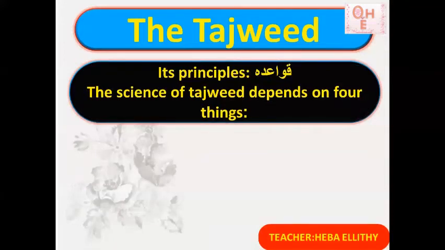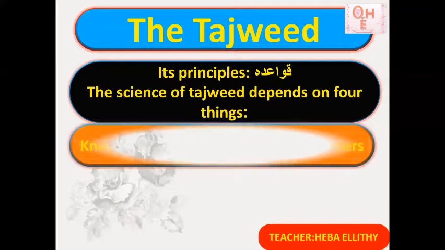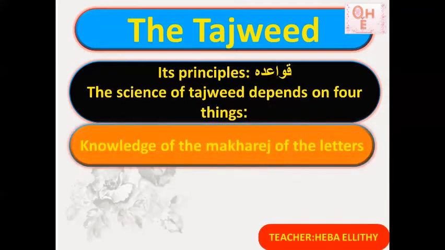Its principles, قواعده. The science of the tajweed depends on 4 things. Number 1, knowledge of the makhraj of the letters. You should know the articulation points of the letters very clearly.